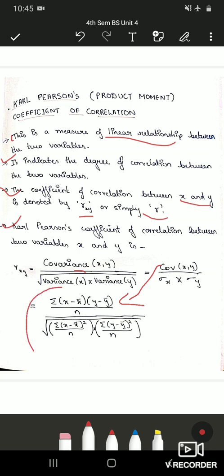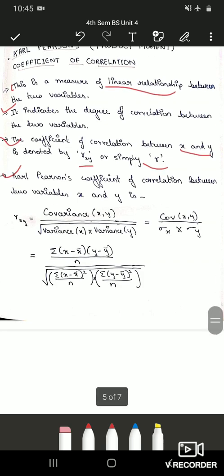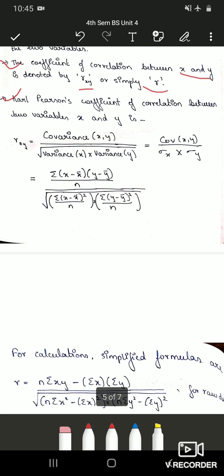Now the formula for variance of x. Variance of x is summation x minus x bar whole square by n. This we had studied in our third semester, third unit, wherein we studied the concepts of standard deviation and variance. In place of variance of y, substitute its formula: summation y minus y bar whole square by n. If it is x, write x. If it is y, then write y, or if it is any other variable, calculate accordingly. So this is the formula for Karl Pearson's coefficient of correlation.